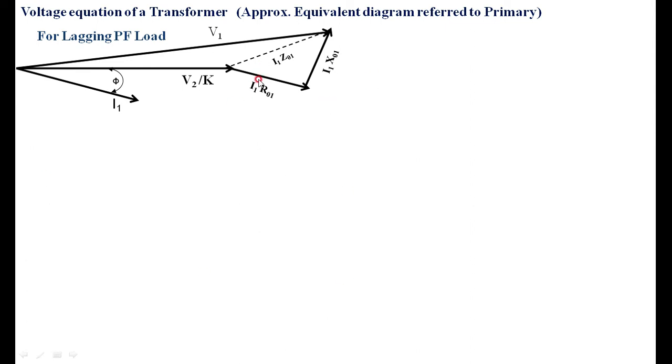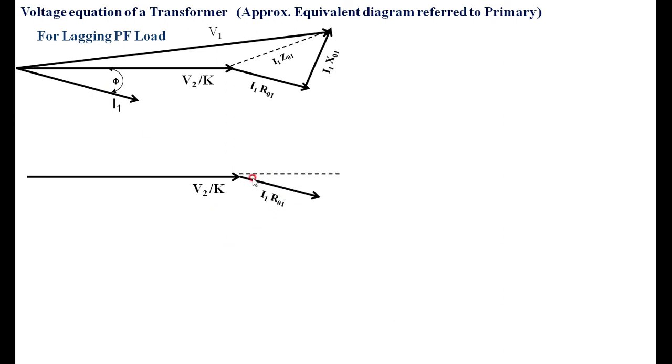Step by step I want to resolve so that I can get V1 mathematically. Just observe here. I draw once again V2 by K as in the same diagram. Then I draw the I1 R01 which is parallel to I1.